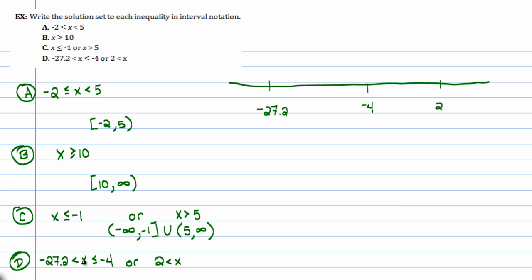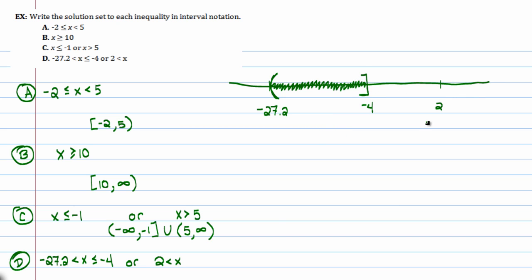Now that first inequality, it's a triple-sided inequality, and it tells me that x is allowed to bounce between -27.2 and -4. In other words, it could be anything in this shaded area. Can it include -27.2? No. And that's because that's a strict inequality. There's no equality symbol underneath it. But because there's an equality symbol underneath the inequality between x and -4, I can actually equal -4 here. So I'm going to put a bracket there.